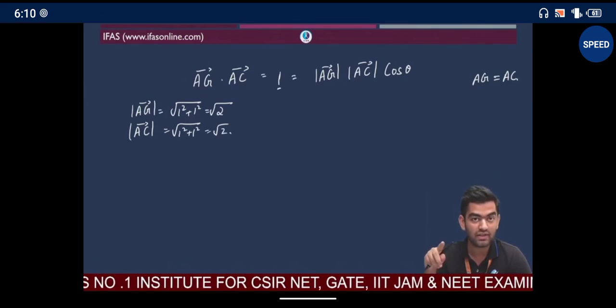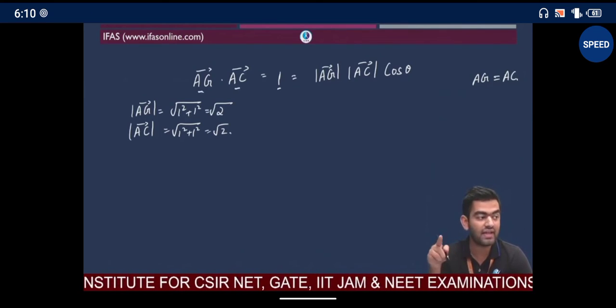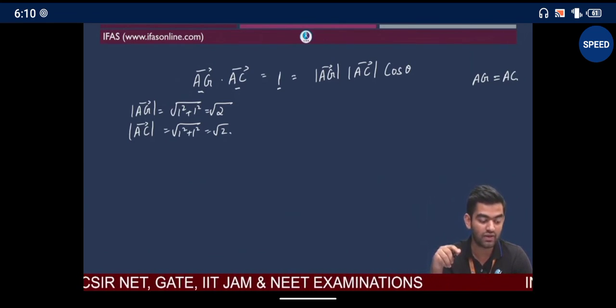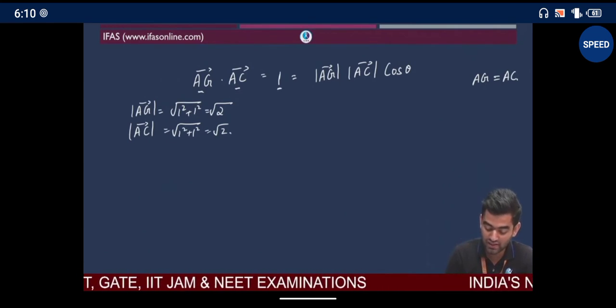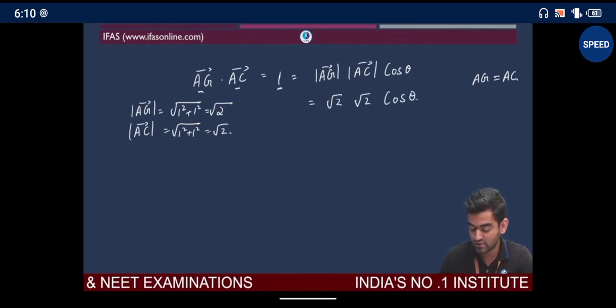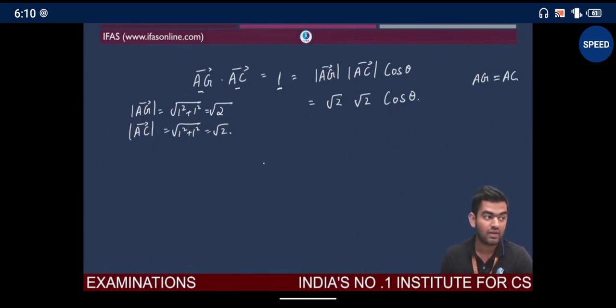So if instead of taking the dot product of AG to AC, I take the dot product of AC to AC, will it result in the same thing or a different thing? It will simply result in the same thing. That's how I consider them parallel here, and I've taken it equal. So it is equal to root 2 times root 2 cos theta. Or I can prove this as well.